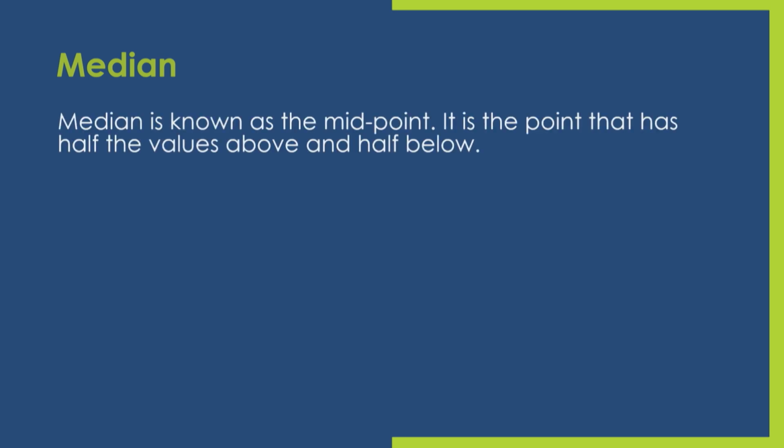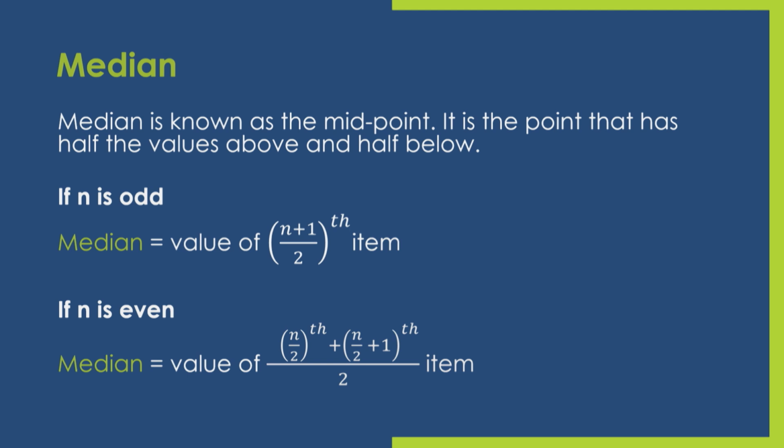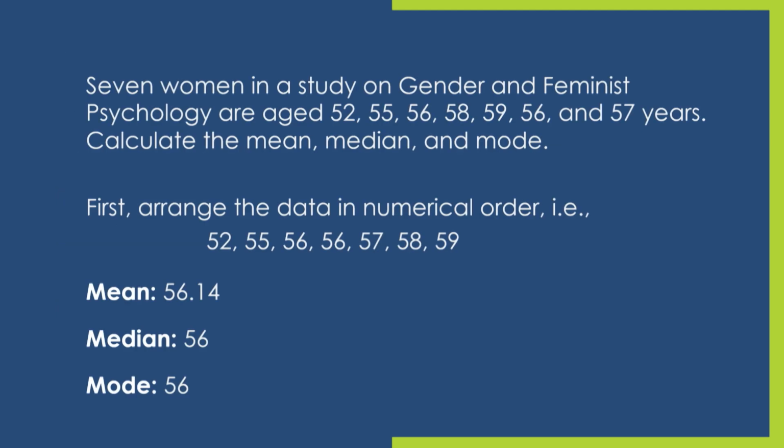Median. The median is the midpoint of the values. It is the point that has half the values above and half the values below. If n is odd, the median formula is the value of the (n plus 1) by 2th item. If n is even, the median formula is the value of the n by 2th item plus the (n by 2 plus 1)th item, divided by 2.